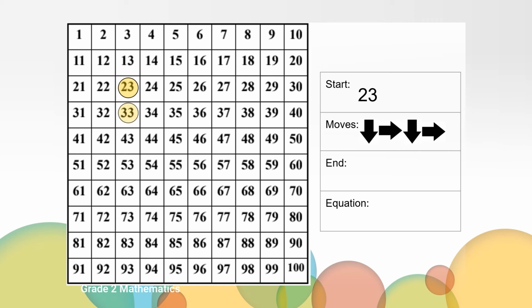Going down adds 10 and brings me to 33. Right adds 1, and that's 34. Down adds 10 more, so that's 44. And going right again adds 1 more, so that's 45. I ended at 45. What number equation would match what I did?